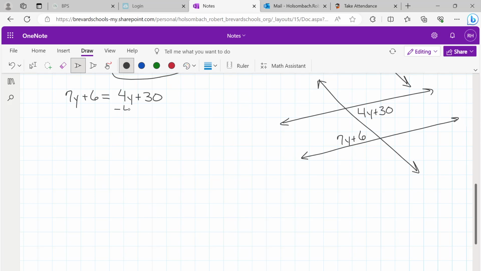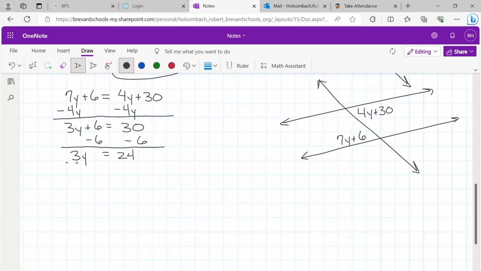So subtract 4y from each side. So 3y plus 6 equals 30. Subtract 6 from each side. And 3y equals 24. Divide each side by 3. Y equals 8.